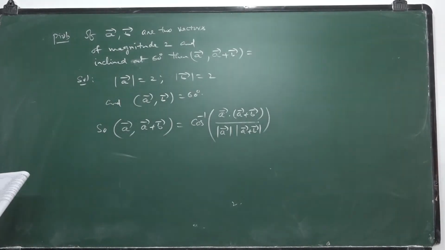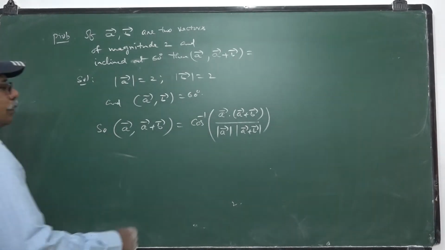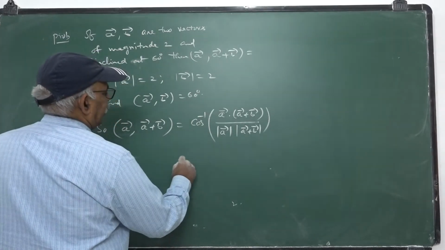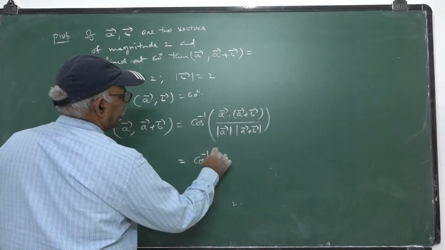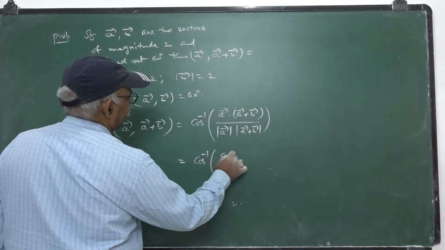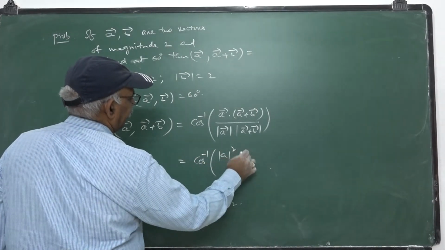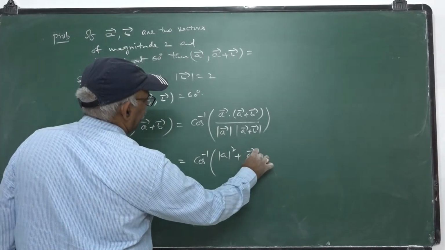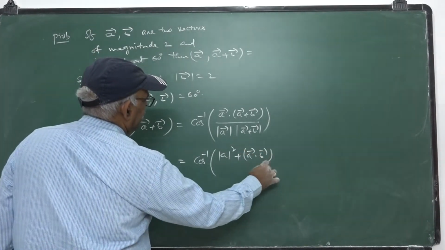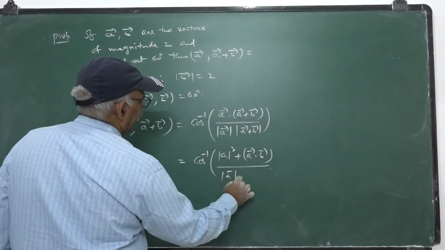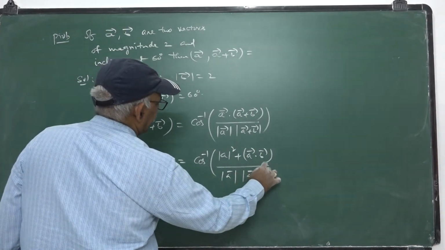The two vectors of magnitude a bar and a bar plus b bar. Okay, this is cos inverse of a dot a, that is mod a square, plus a bar dot b bar, by mod a bar plus b bar.